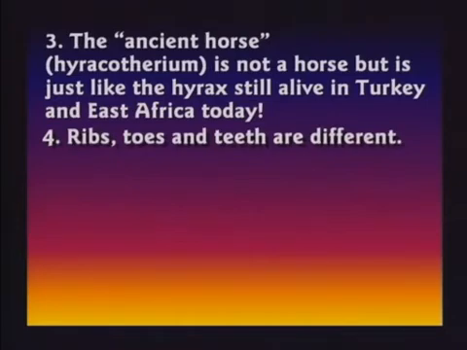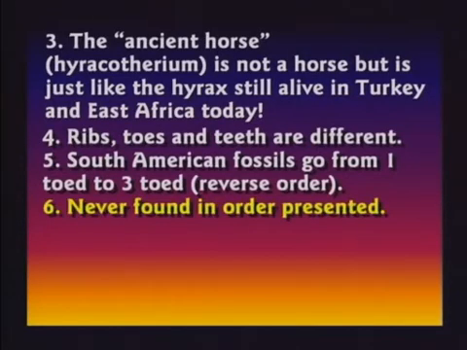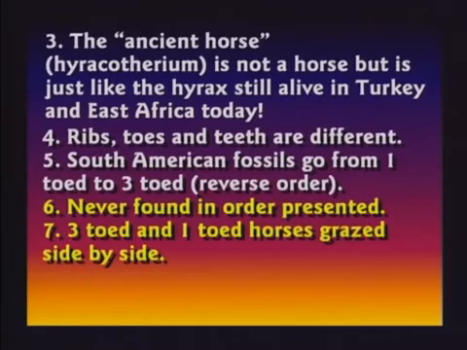The ribs, toes, and teeth are different on these animals. In South America, the fossils go backwards, the wrong way. They don't talk about that. They're never found in the order presented. The whole thing is imagination. But it still is taught in the books to help give the kids evidence for evolution.